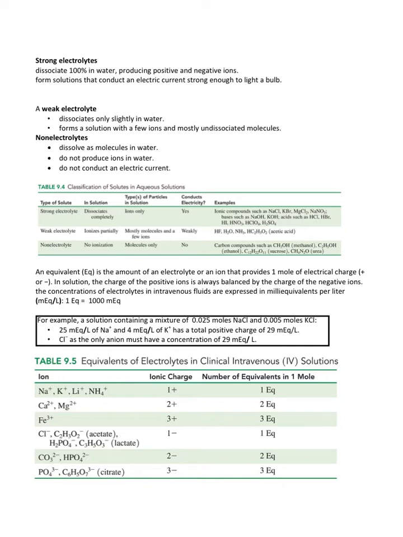We also have weak electrolytes, which dissociate only a little bit in water, meaning if you have 100 molecules of a substance and only 5 of them break up into ions in water, the other 95 stay as molecules, that would constitute a weak electrolyte. So again, they form a solution with only a few ions and mostly molecules that have not been broken up.